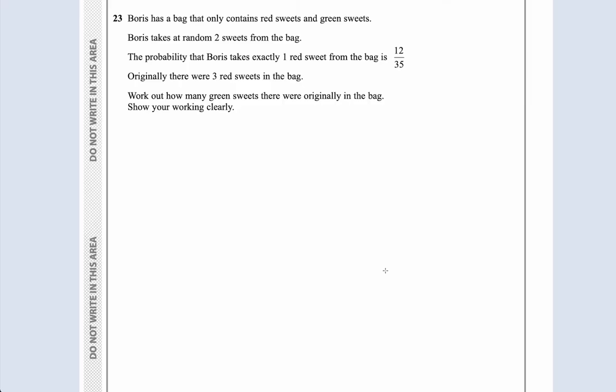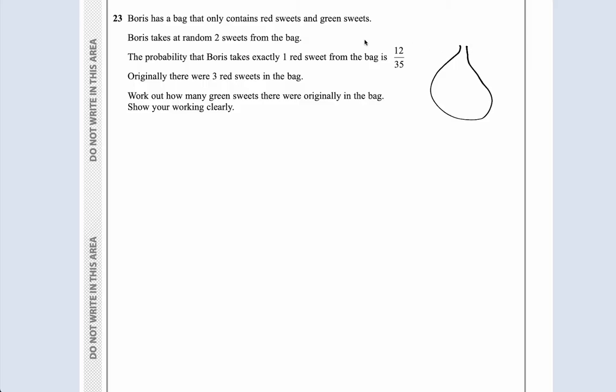Question 23. Boris has a bag that contains only red sweets and green sweets. He takes 2 sweets from the bag. The probability that he has exactly 1 red sweet from the bag is 12 over 35. Originally there were 3 red sweets in the bag. Work out how many green sweets there were originally in the bag. Okay, let's draw a bag.